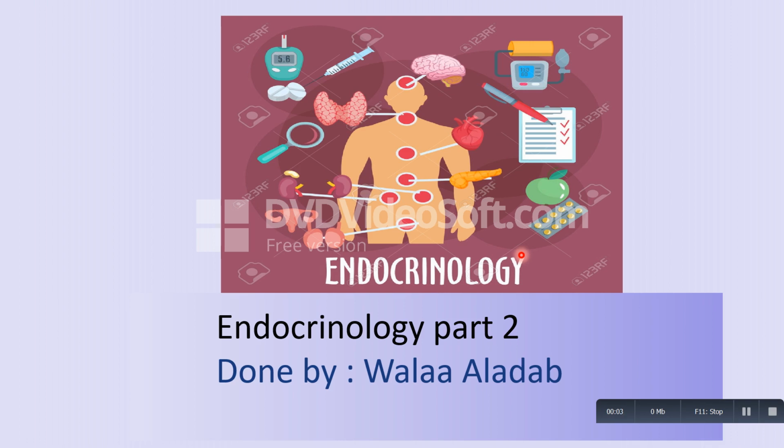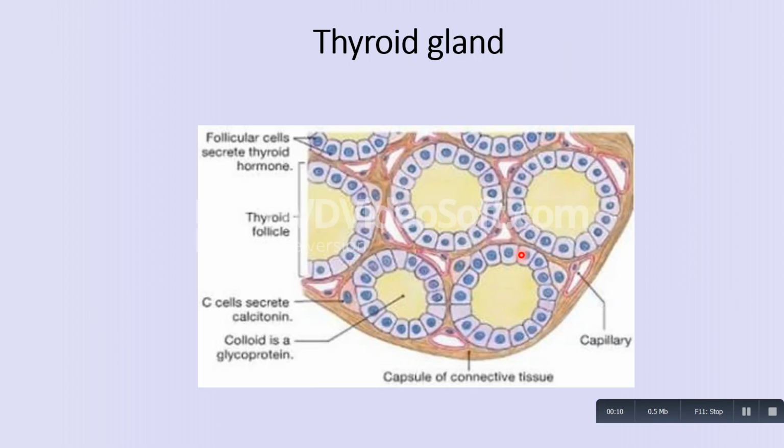معكم ولاء العضب. بإذن الله اليوم راح أتكلم عن Endocrinology Part 2 for second year. Let's start with basics of thyroid gland. Thyroid gland consists of follicular cells which are cuboidal epithelial cells. في المنتصف بنشوف ما يسمى بالكولويد اللي يحتوي على glycoprotein or what is called thyroglobulin.